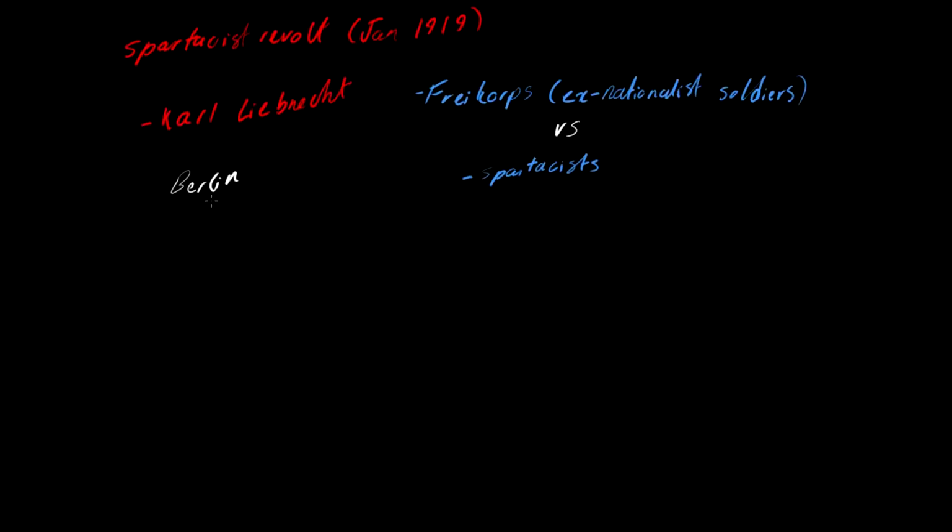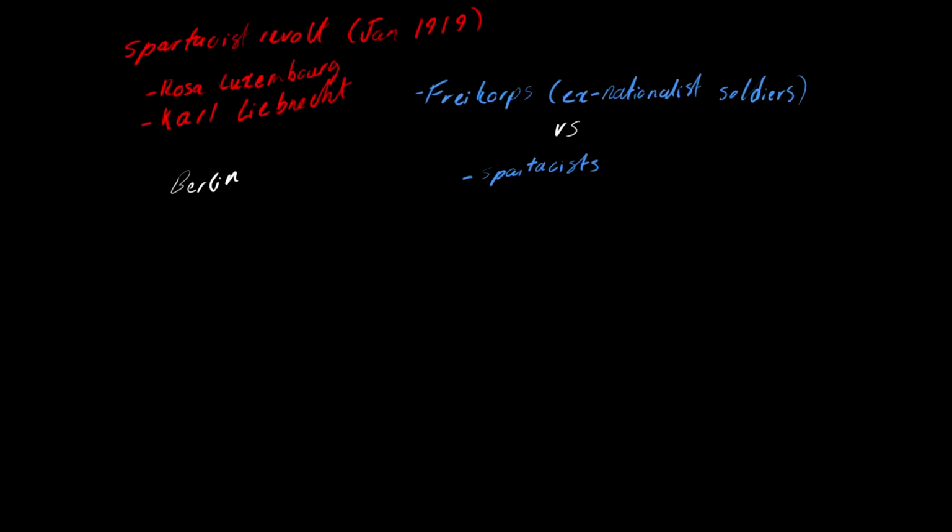And the Free Corps ended up crushing the Spartacists. There were a high number of casualties. And Liebknecht and Luxemburg, Karl Liebknecht and Rosa Luxemburg, the two leaders, I should also put Rosa Luxemburg, were actually murdered by the Free Corps. So it was a failed rebellion.